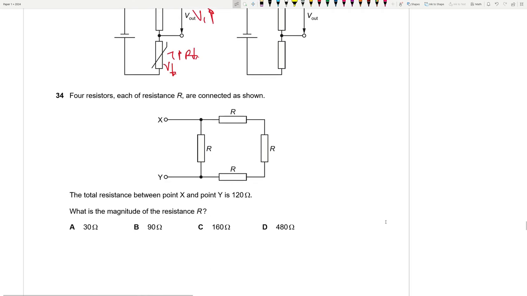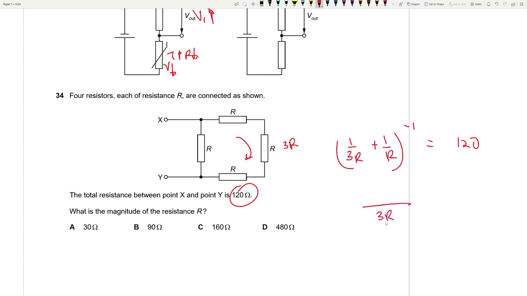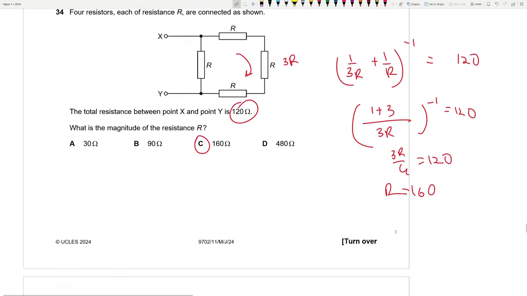34. 4 resistors, each of resistance R, are connected as shown. So basically these three are in series, so that's 3R, and these three are in parallel with this one. So essentially we know that for parallel, the reciprocal of 1 by 3R plus 1 by R is equal to 120. They mentioned that. So let's do this. 1 plus 3 reciprocal, 3R by 4 equals 120. So 4 into 120 by 3 gives us a value of 160 ohms. So 34 is C. Yes.